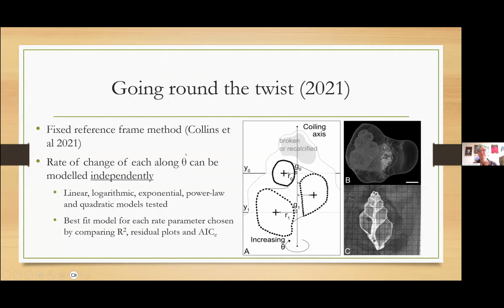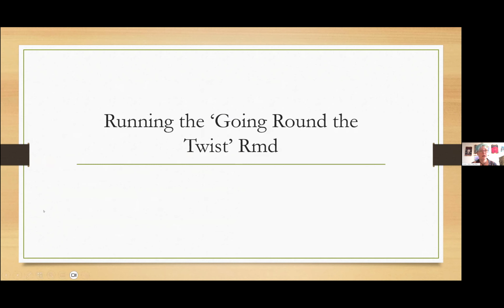So we have a fixed reference frame model, and we modeled the rate of change of each of these four parameters, W, T, S, and D, along theta. So that's the distance around the spiral. We tested them against linear, log, exponential, power law, and quadratic models, and we picked a best fit for each rate parameter. And now I'm going to change what I'm doing.